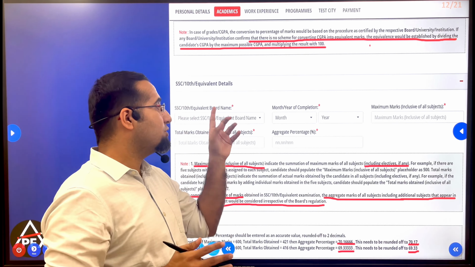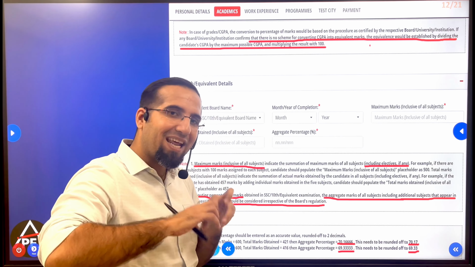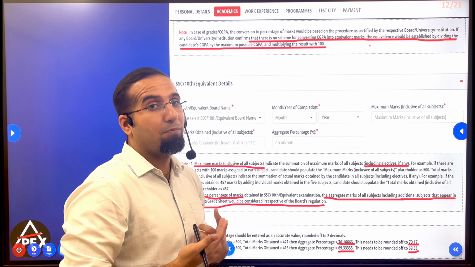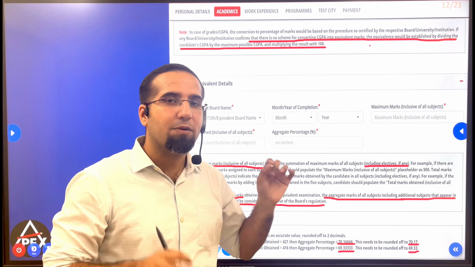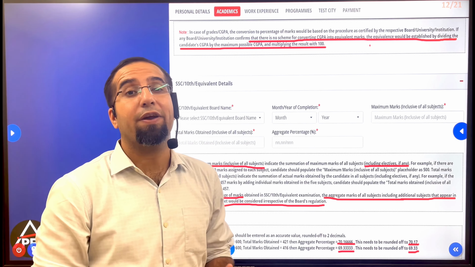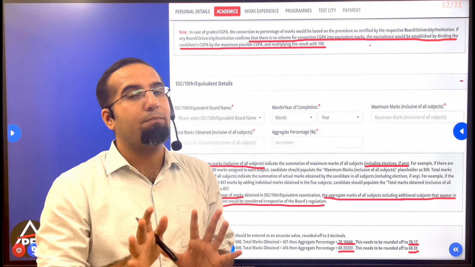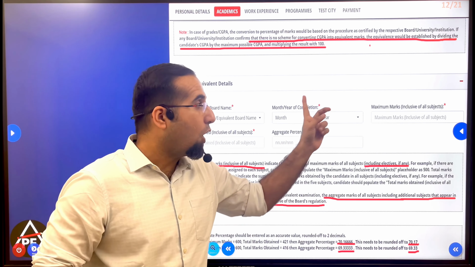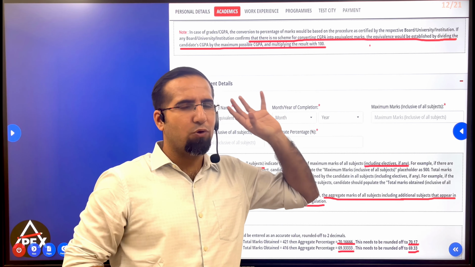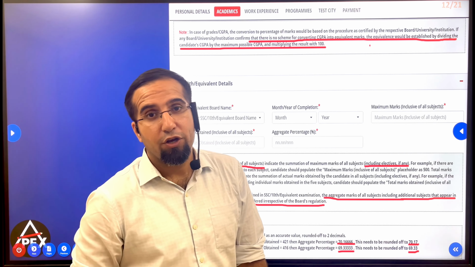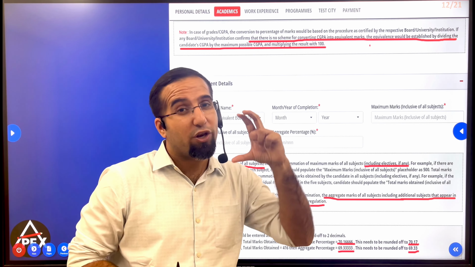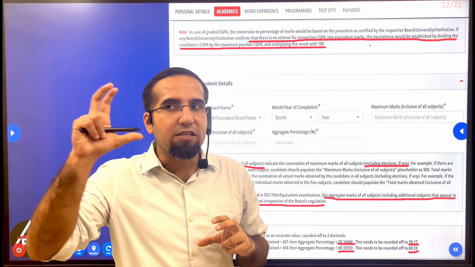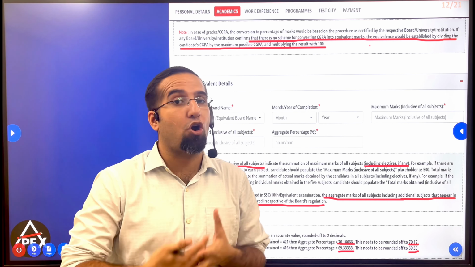When you click on Others, you get an option to type the name of the board from where you did your 10th class. For month and year of completion, please keep your 10th class certificate in front of you and check the month and year of completion there. Now, maximum marks has been the most controversial area every year. Students sometimes say that my university considers only the top 5, or ICSE considers the best 5 marks and not all the marks.